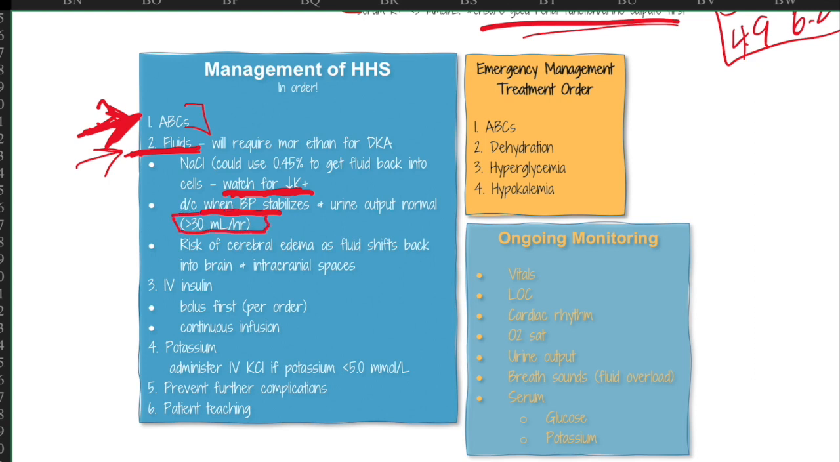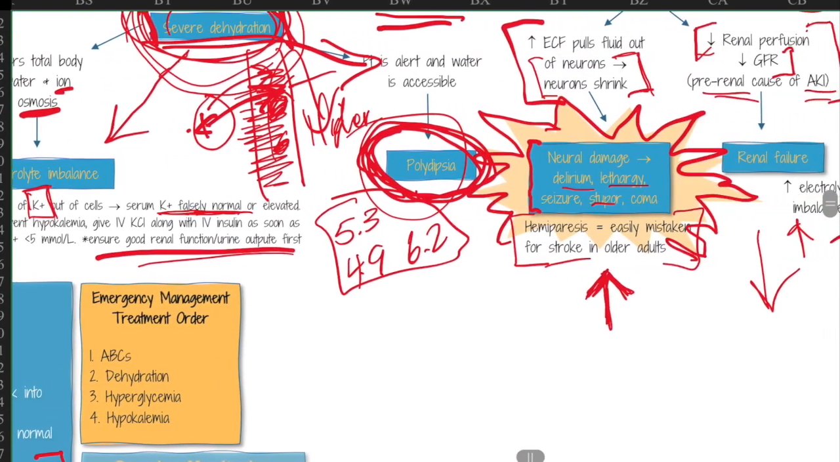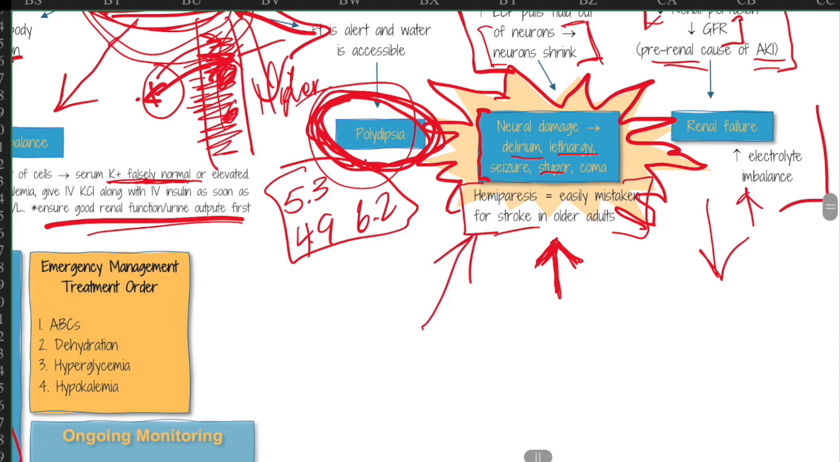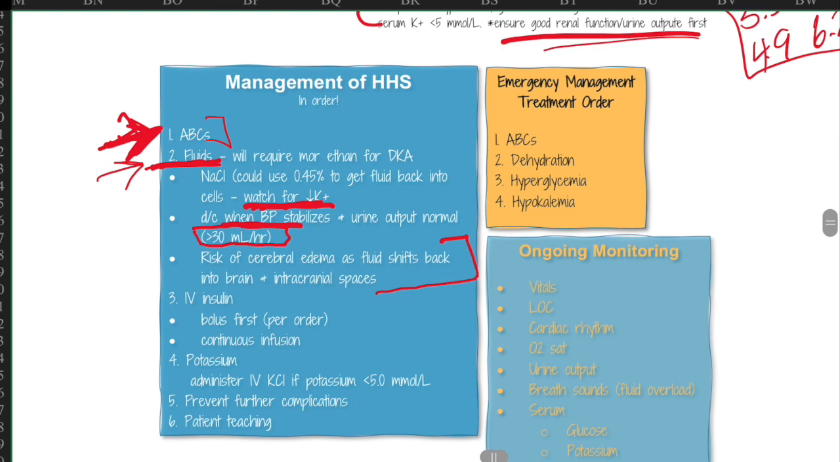But always know this, so important, can't emphasize enough: 30 mLs an hour urine output is normal-ish. We don't want anything less than that. 30 to 50 is really a good safe zone. This is a little bit different than DKA. Because we have this issue with the neural damage, we want to make sure that as we're giving fluids, there isn't a giant shift of fluid back into the brain, because you will increase the intracranial pressure. So you just have to keep an eye on that.